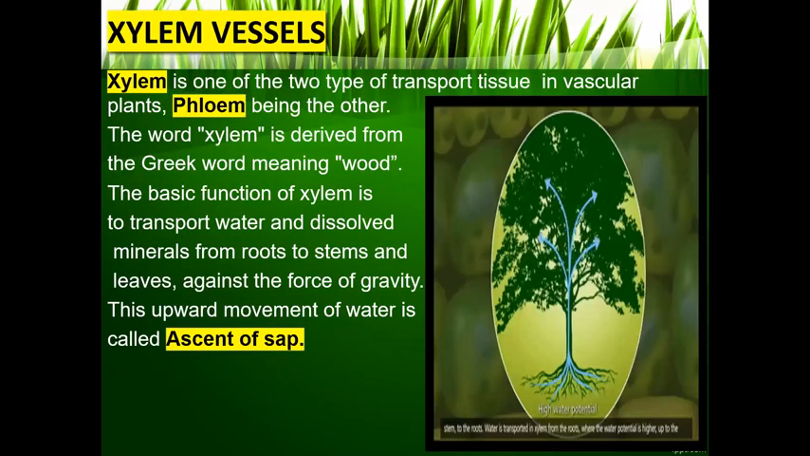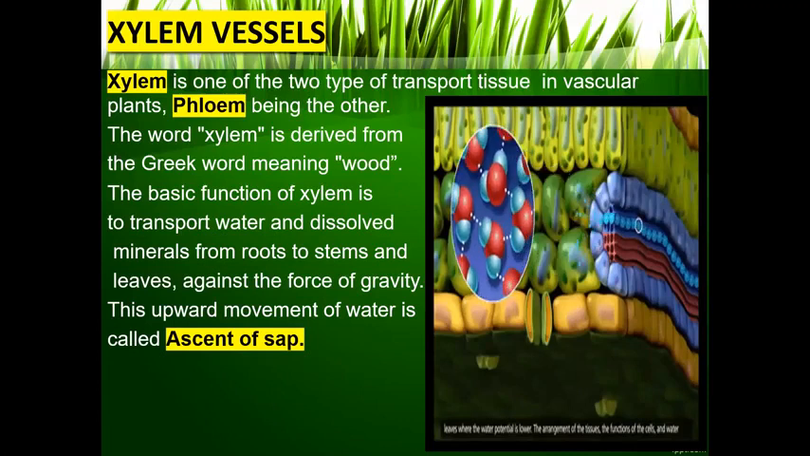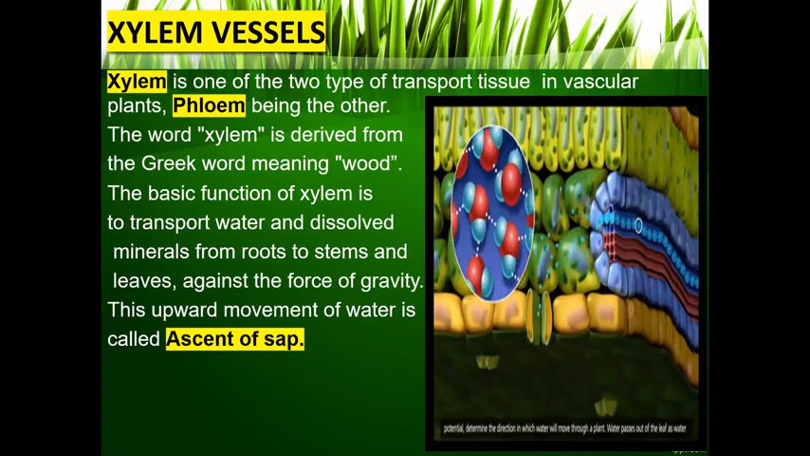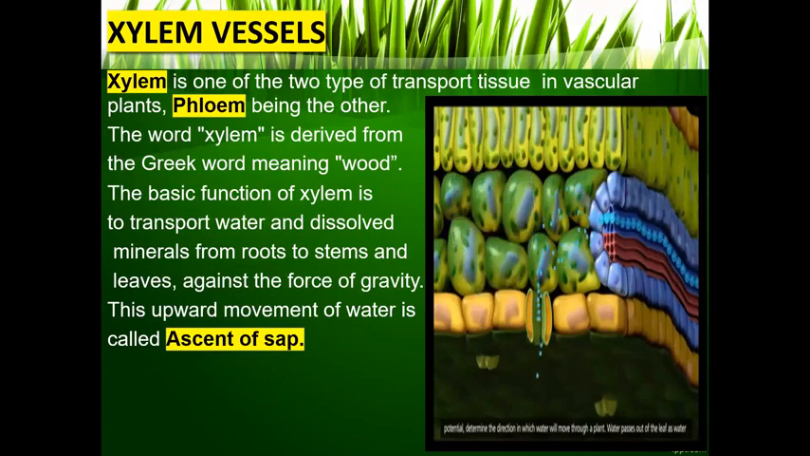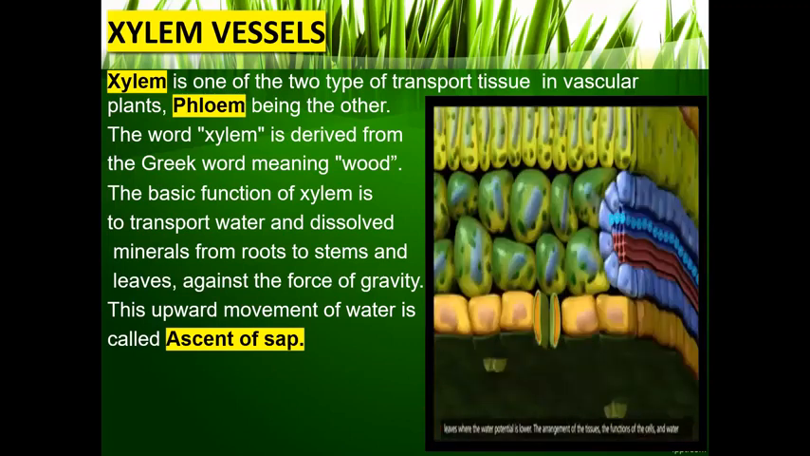Xylem is one of the two types of transport tissue in vascular plants, phloem being the other. The word xylem is derived from the Greek word meaning wood. The basic function of xylem is to transport water and dissolved minerals from roots to stems and leaves against the force of gravity. This upward movement of water is called ascent of sap.